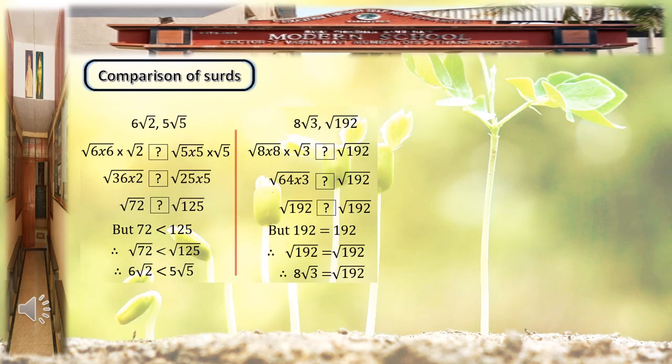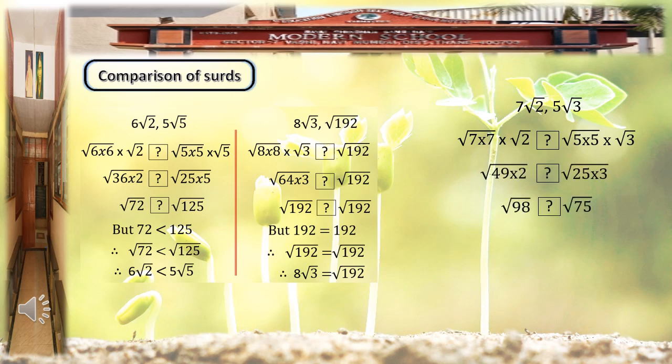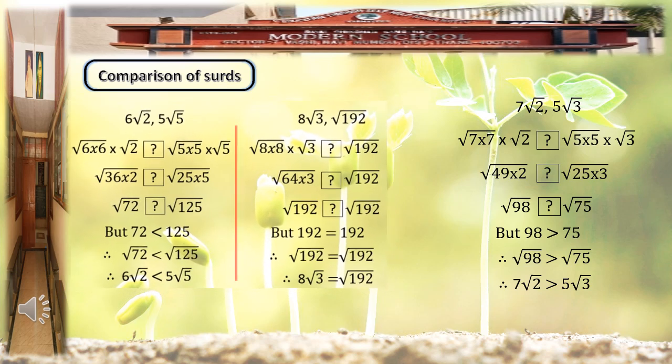Similarly, solving the third example, in which we are comparing 7 root 2 and 5 root 3. We get root 98 and root 75. And we know that 98 is greater than 75. Therefore, 7 root 2 is greater than 5 root 3. So, we solved examples for different comparisons.